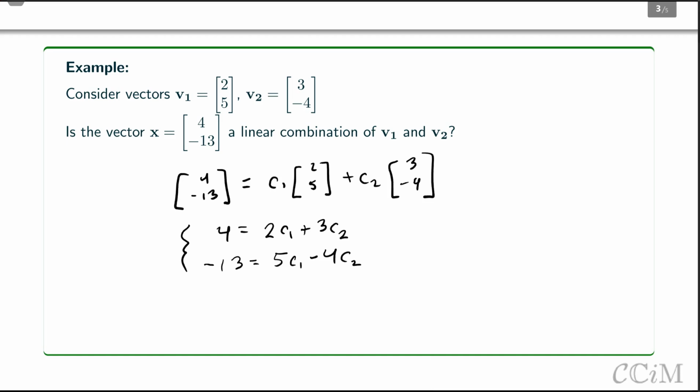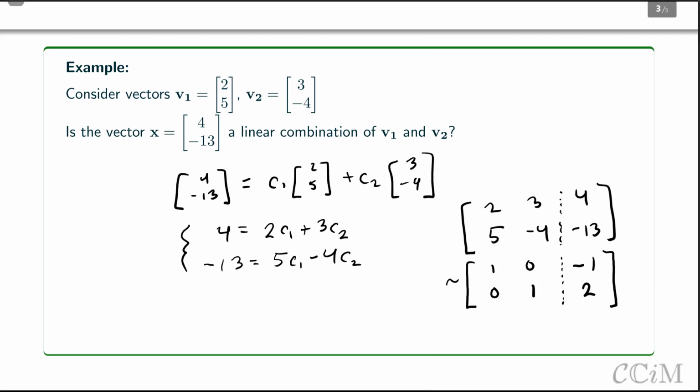There's a variety of methods to solve that based on high school algebra methods such as elimination or reduction, or we could solve it using the techniques we've learned in our linear algebra course. In this case, I'm going to turn this into an augmented matrix and solve by row reduction. This is the augmented matrix [2, 3; 5, -4] augmented with (4, -13). I can now perform a series of row operations to put this in reduced row echelon form to help me quickly determine the values of c1 and c2 for which this holds.